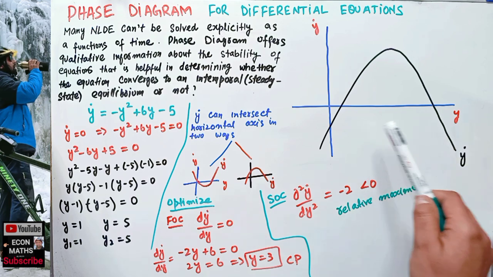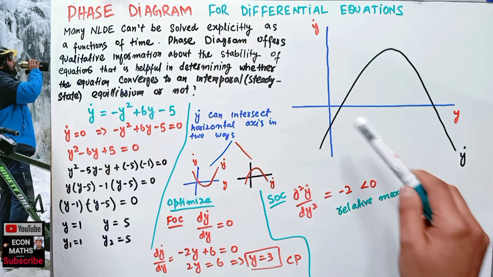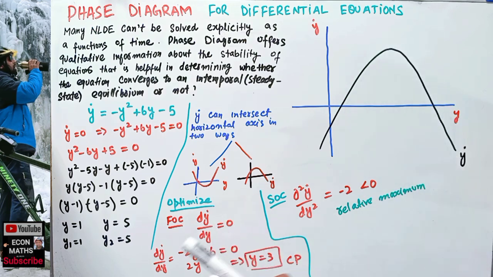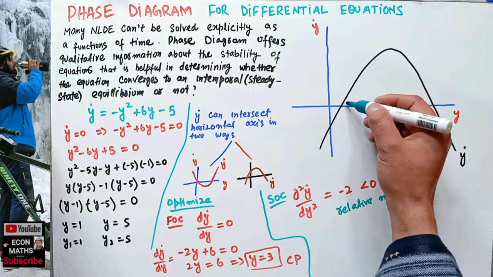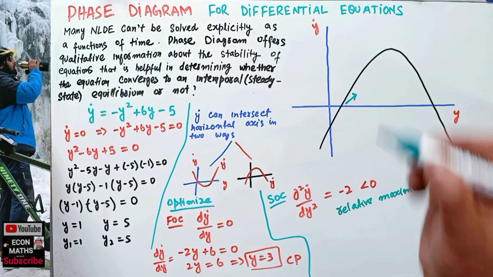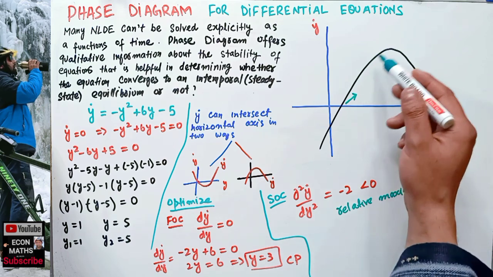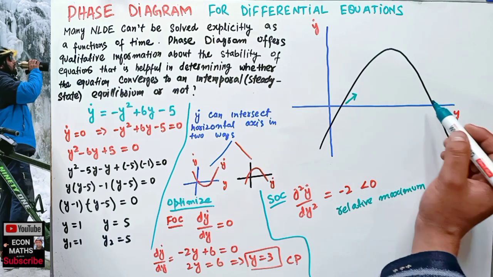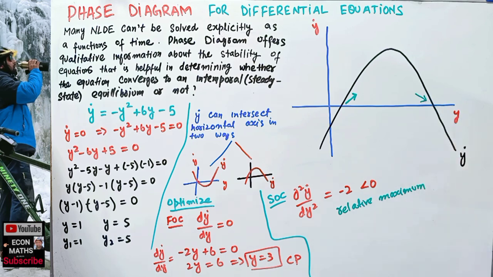The portion of the graph of y dot which is above the horizontal axis, the arrows of motion will point towards right. That means from this point it is above the horizontal axis, so we will point the arrows of motion towards right. Here, up to this point we have y dot above the horizontal axis, so here also the arrows of motion will point towards right.